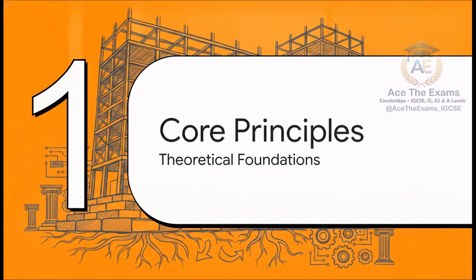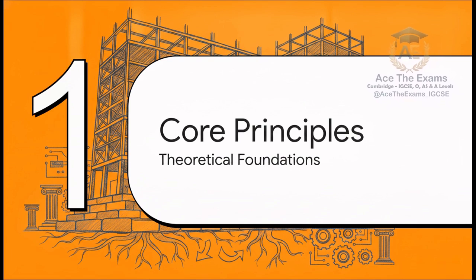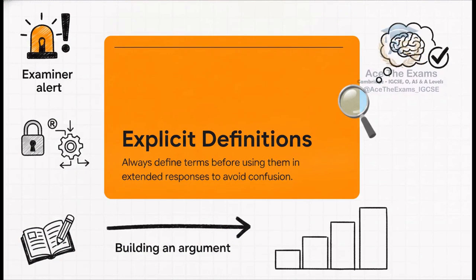Section 1. Core Principles and Theoretical Foundations. Now, any strong architectural framework requires a rock-solid foundation, and your exam answers are no different. And here is a massive examiner alert right out of the gate. According to the principal examiner reports, candidates consistently confuse key terminology in this section.